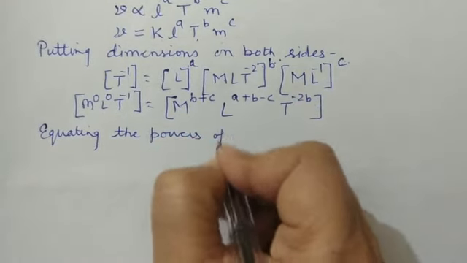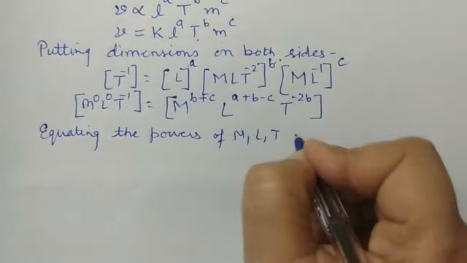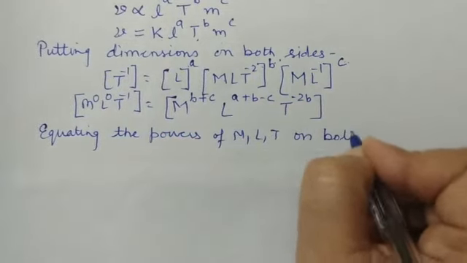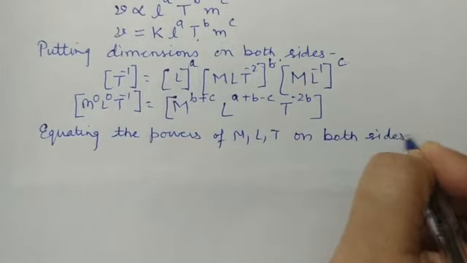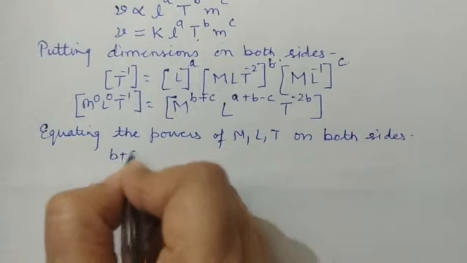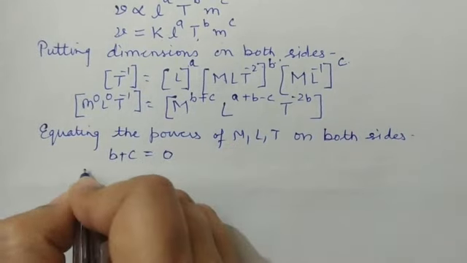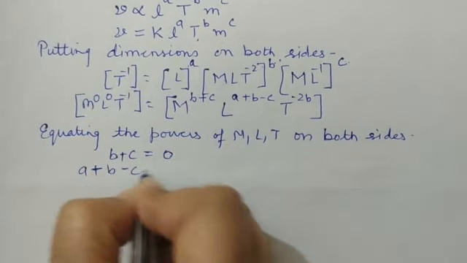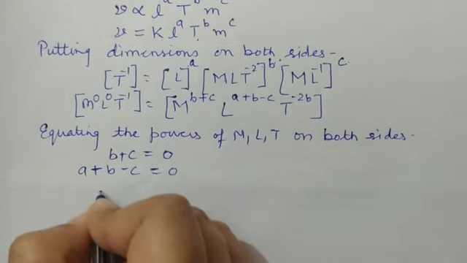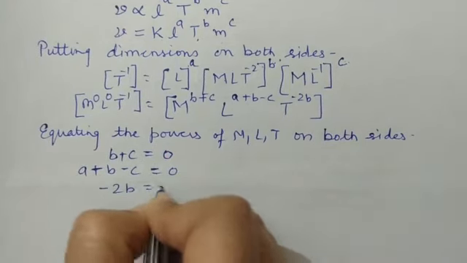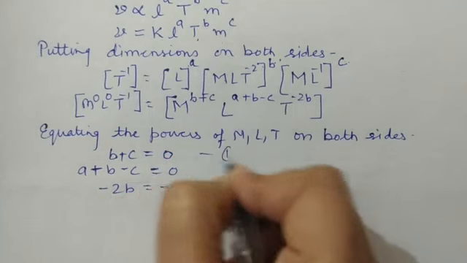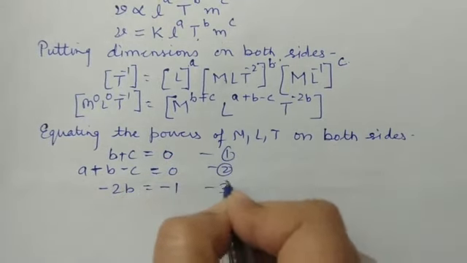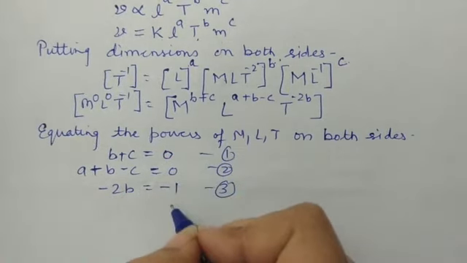Equating the powers of m, l, t on both sides, we get b plus c equals 0, a plus b minus c equals 0, and minus 2b is equal to minus 1. These are three equations. We can solve them and get the values of a, b, c.